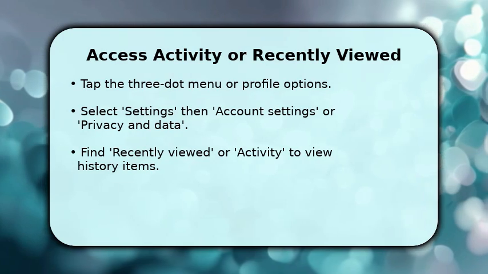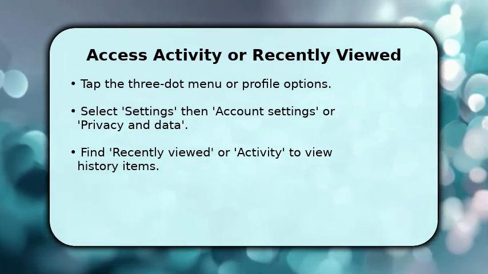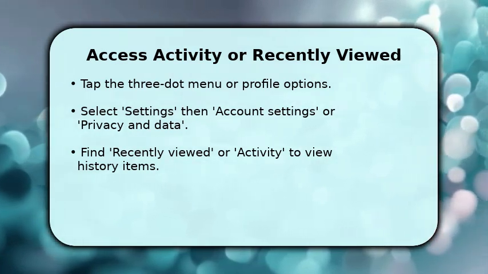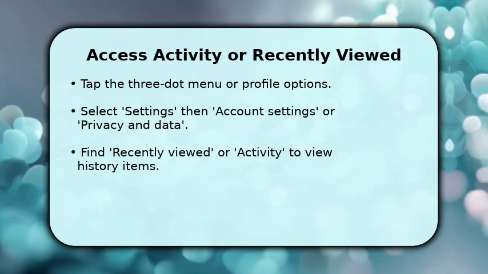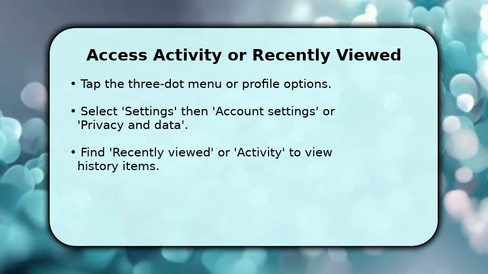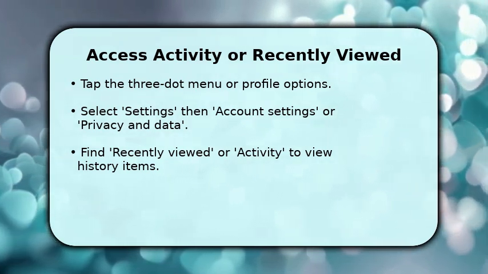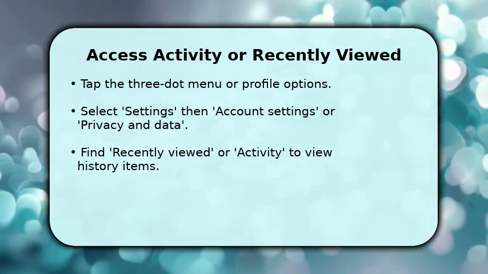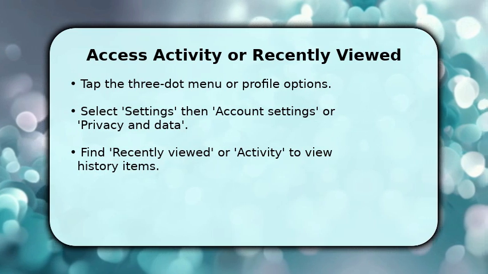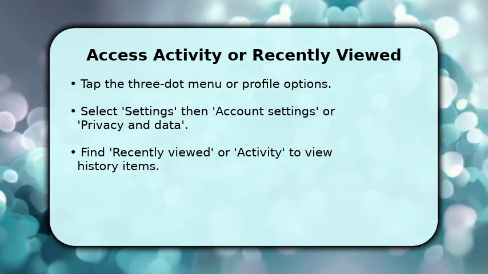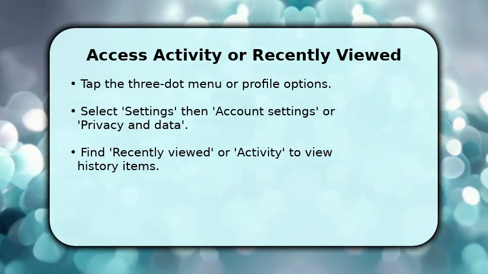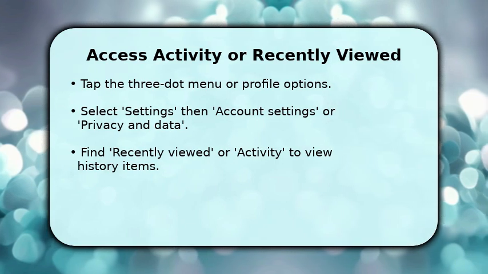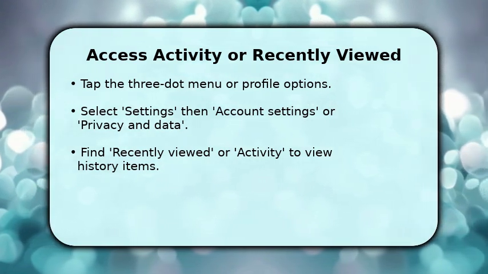Once done on your profile, tap the three-dot menu or the hamburger icon to reveal more options. You choose Settings, then navigate to Privacy and Data because Pinterest groups viewing history and activity there. Make sure to select Recently Viewed or Activity. Pinterest sometimes labels it differently across app and web. You'll see thumbnails and timestamps. Scroll to find specific pins. If you need to revisit a board, use the Pins menu to open the board or save it for later.